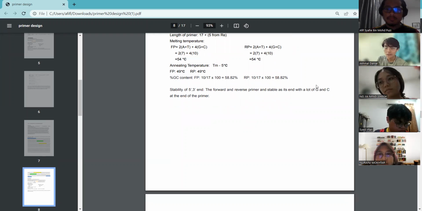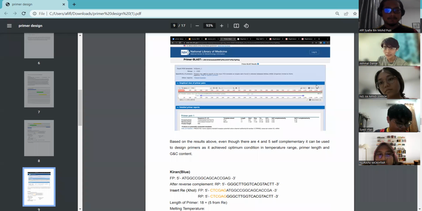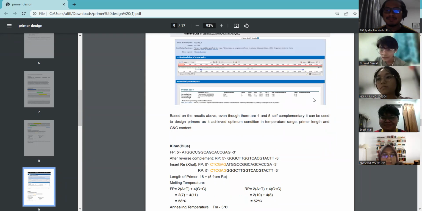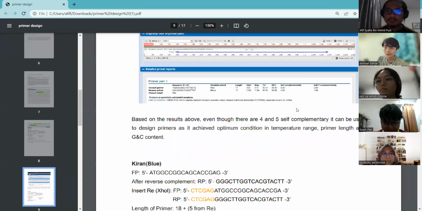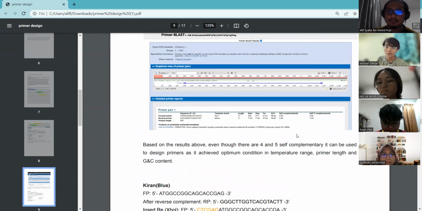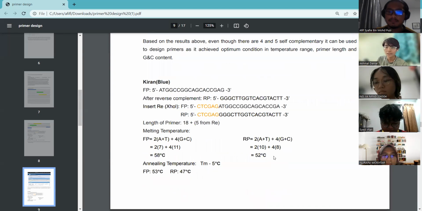So can you scroll down a bit, Afif? Okay, so as you can see, this is the result that I got when I just copy pasted the full length sequence for my part. The result is I got 5 and 4 self complementary, but based on the result above, even though there are 4 and 5 self complementary, it can be used to design primers as it achieves optimum conditions in temperature range, primer length, and GC content. So that's for my part, and I pass to the next presenter to continue this presentation. Thank you.